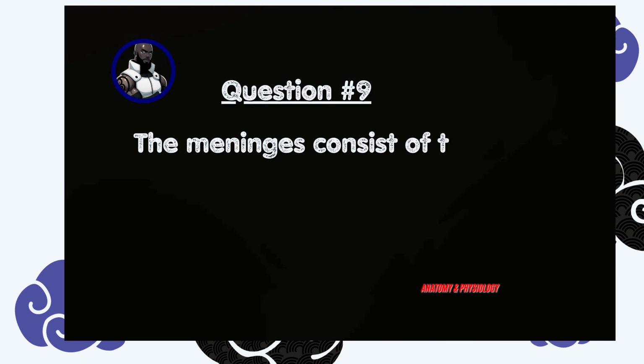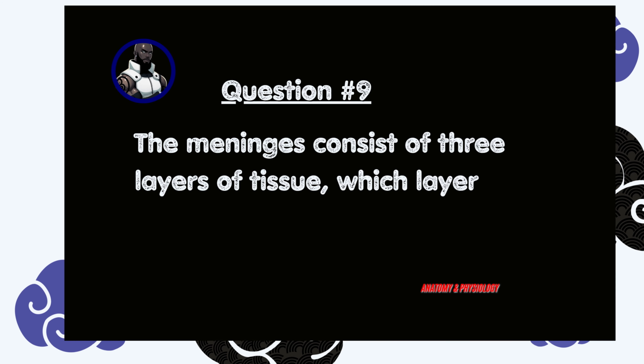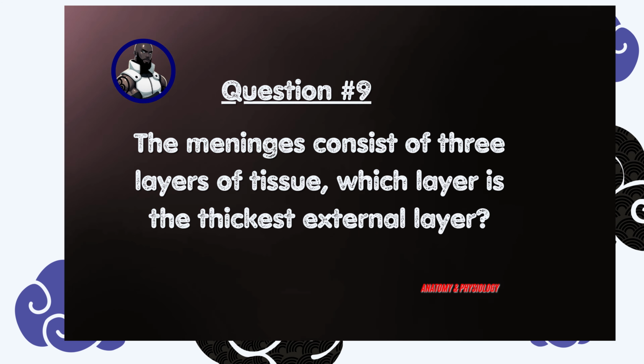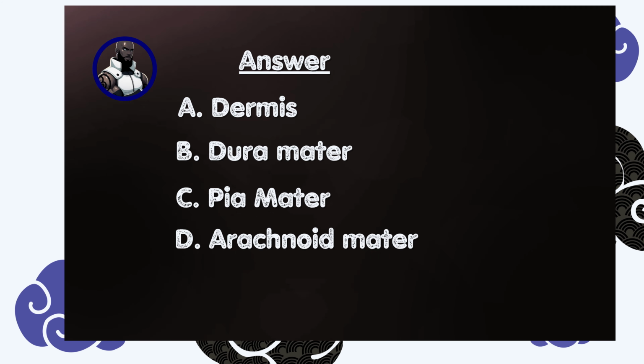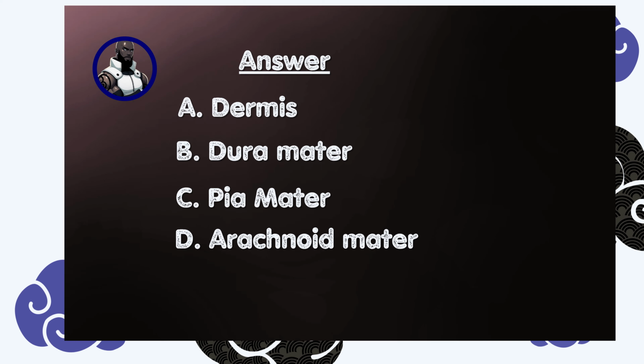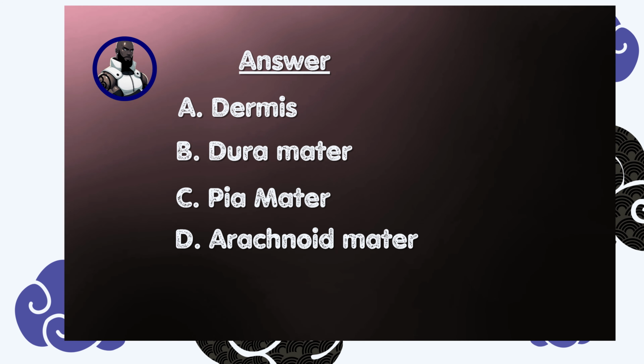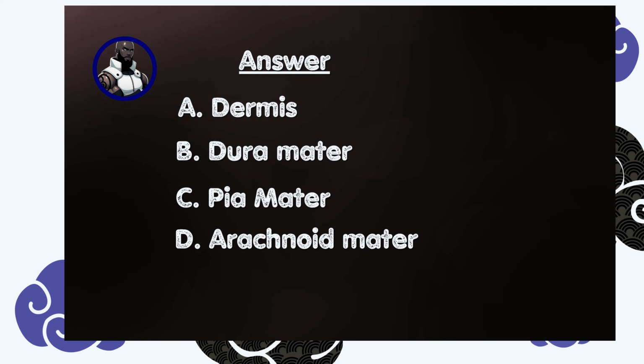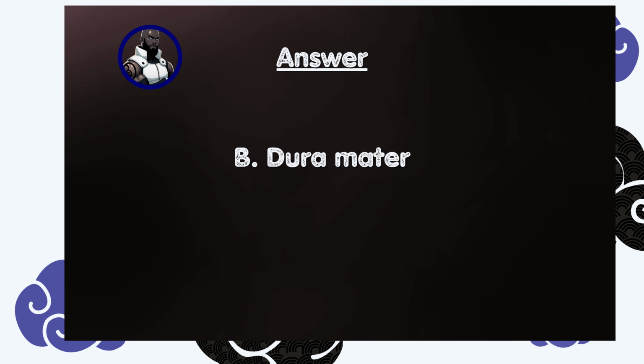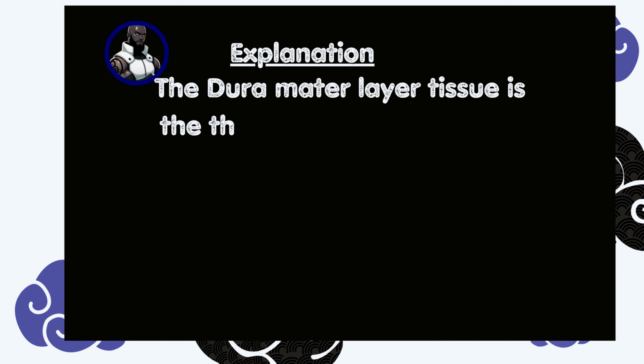Question number 9. The meninges consist of 3 layers of tissue. Which layer is the thickest external layer? Answer A, dermis. B, dura mater. C, pia mater. D, arachnoid mater. Answer B, dura mater. Explanation.